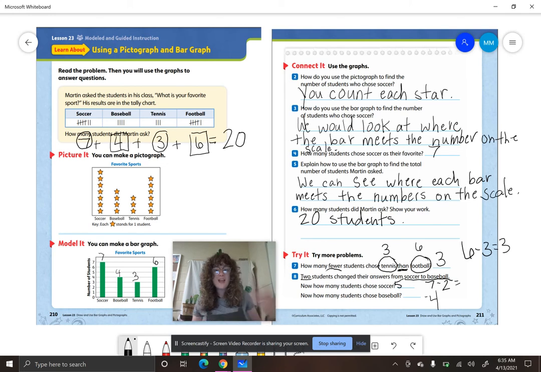But those 2 friends moved to baseball. So at first we had 4, and now we had 2 more that chose baseball. So did our number for students that like baseball, did it grow or did we lose some? It grew, right? It became greater. So we added 4 plus 2, and we had 6.